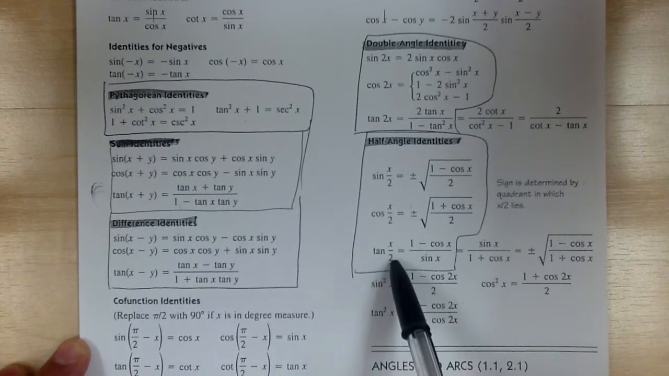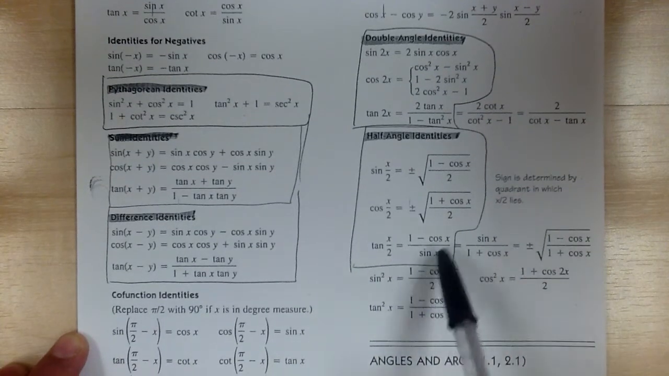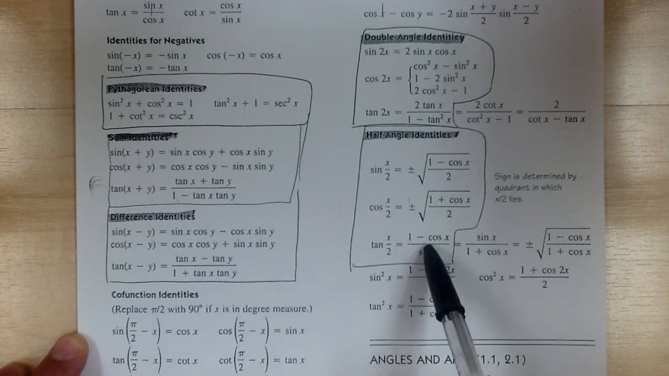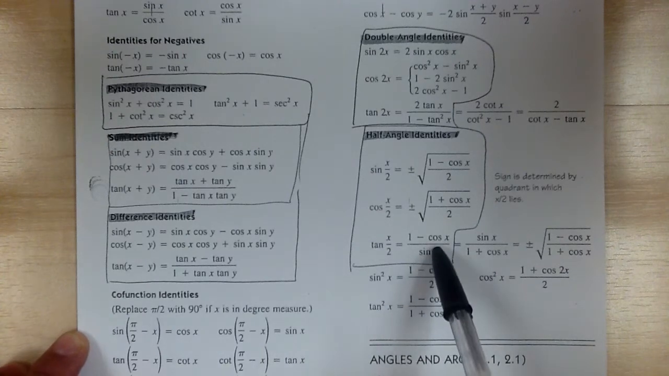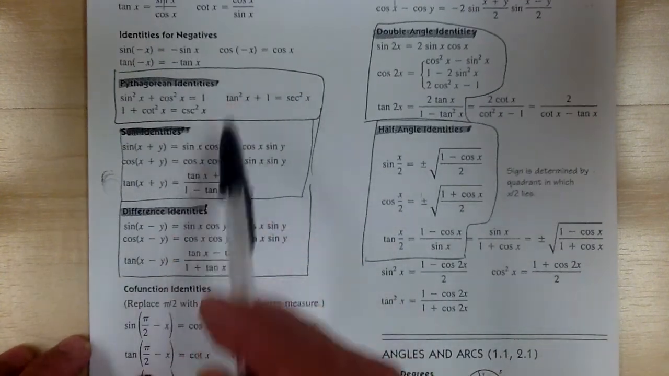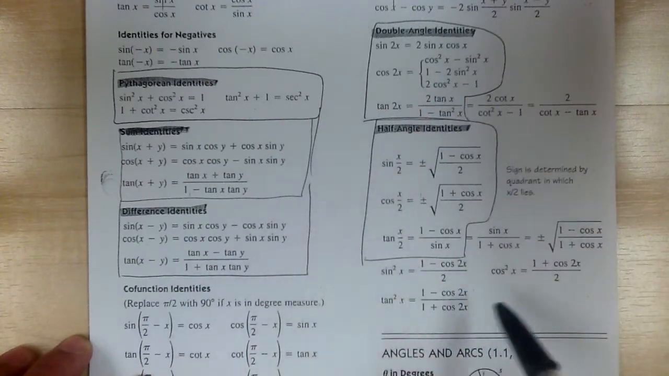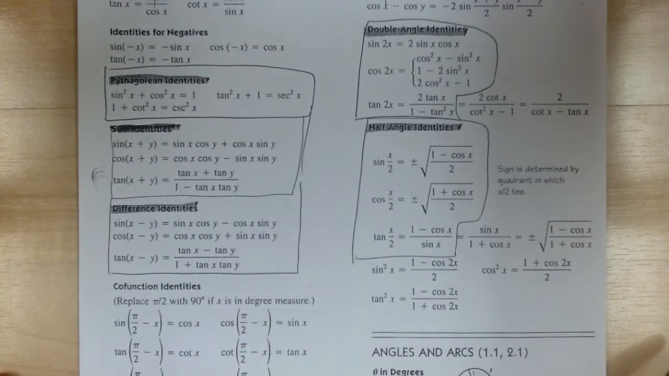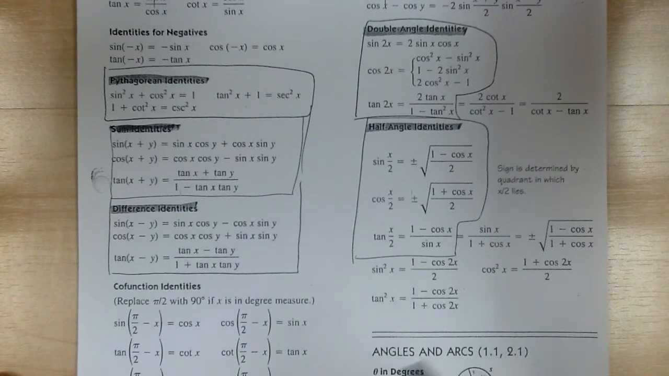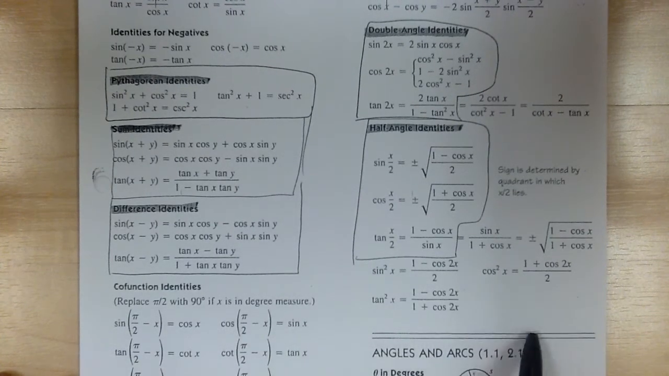Again, tangent had 3 forms, and just knowing this one is good enough. This is the one you use most often. So make sure you know all the ones that are in the box. So you need to memorize them. And the best way to memorize is to get scratch paper and write them out. It will help you to memorize.